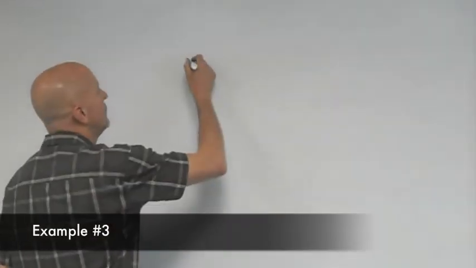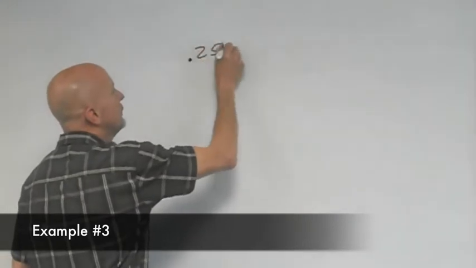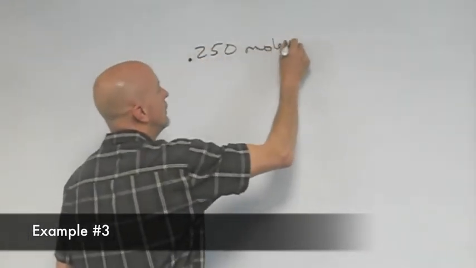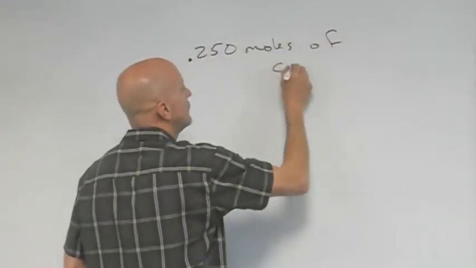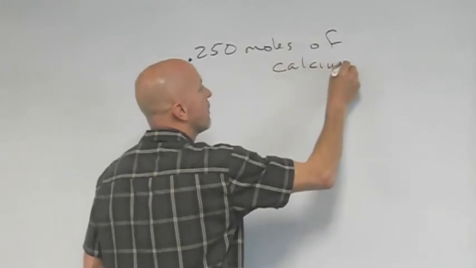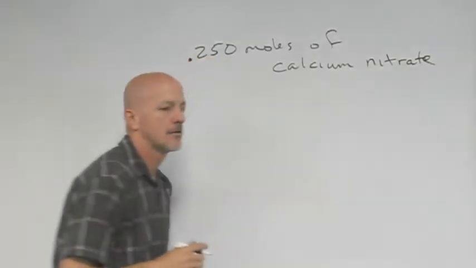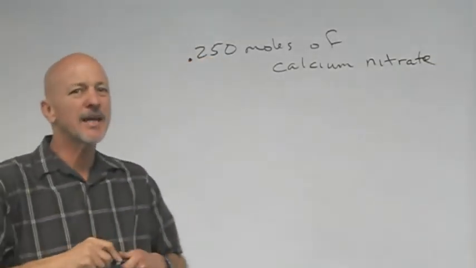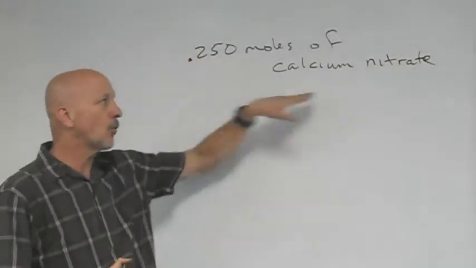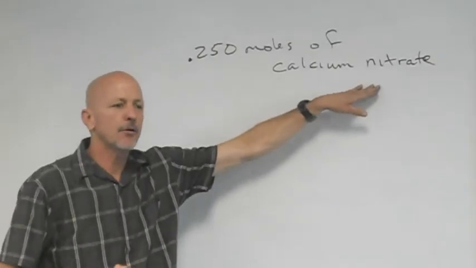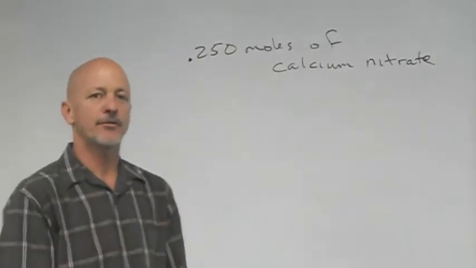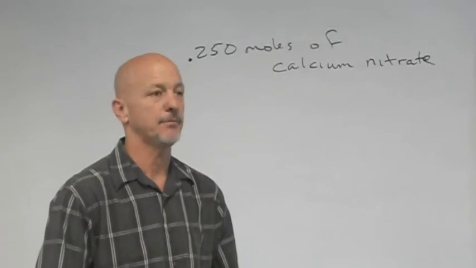Let's say I want 0.250 moles of calcium nitrate. So this is how much. I want to do a lab, and for my lab I need this kind of quantity of calcium nitrate, and I want to know, well, I've got to go to the scale and mass this out. How much mass would that be?